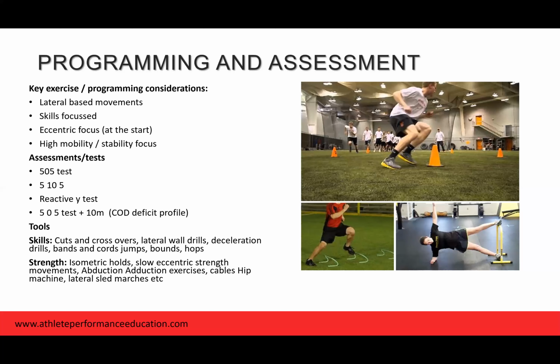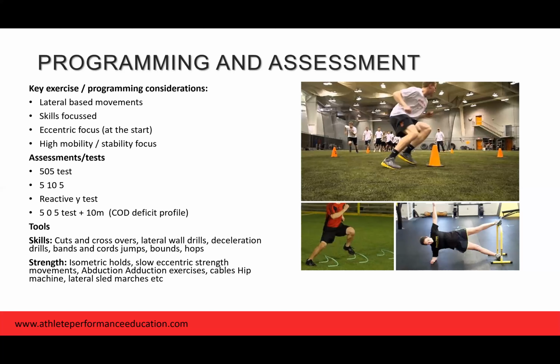And what this does is it gives us our change of direction deficit profile. For those that aren't familiar, the 505 test records a change of direction over 10 meters, and we're able to measure this for both left and right sides. And then we compare that to a straight line, 10 meters. So what we do is we take the left leg change of direction over 10 meters and the 10-meter straight time, and we take out the deficit.